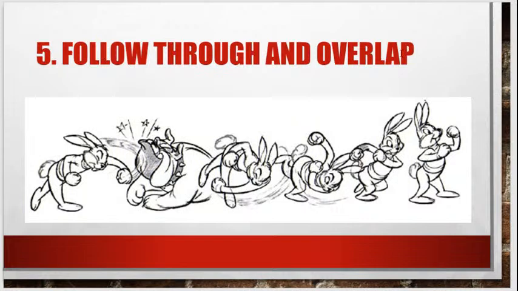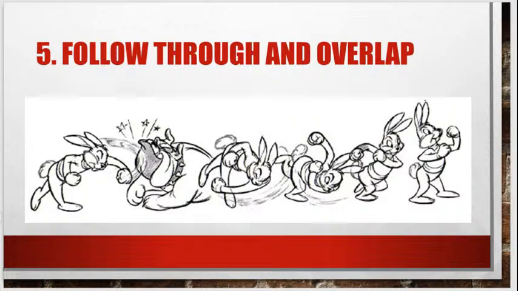Both follow through and overlap here are happening after the main action, which is the punch. So when the punch is over, whatever happens is the follow through and overlap. This is the opposite of anticipation, because anticipation happens before the main action. Follow through and overlap happen after the main action. So that's what follow through and overlap is.